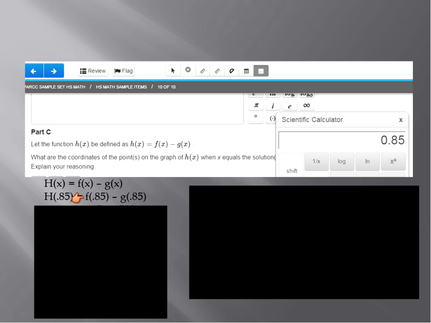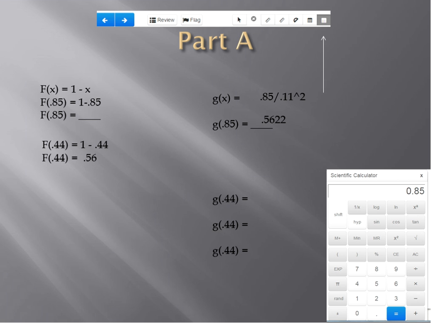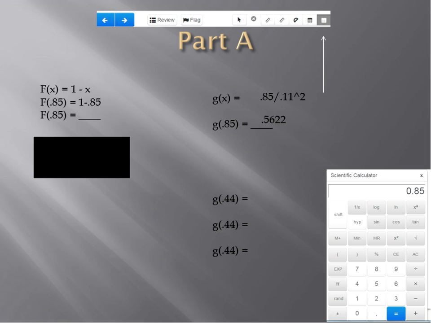We already solved for what f of 0.85 is. F of 0.85 is 0.15, so now we just need to solve for what g of 0.85 is. So we're going to do that here. So we already have what f of 0.85 is. And so now we're going to solve for what g of 0.85 is.